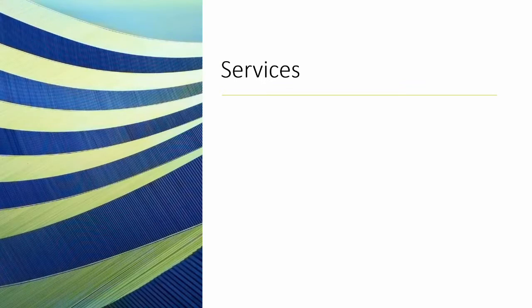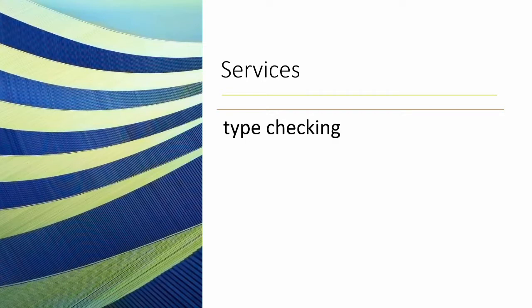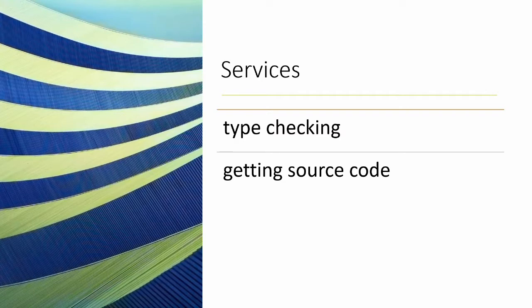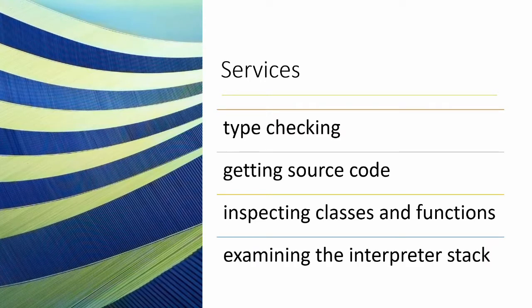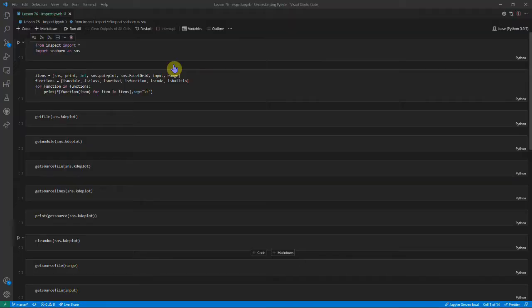It really provides 4 services. The first one is type checking, so you can find out whether something is a certain type. You can get the source code for something that's run, which can be very useful if you want to reverse engineer it, or you don't know what it's actually doing. You can inspect classes and functions and find out information about them, and you can also look at the interpreter stack. But that's very complicated and can be quite messy, so we're not going to look at that in any detail.